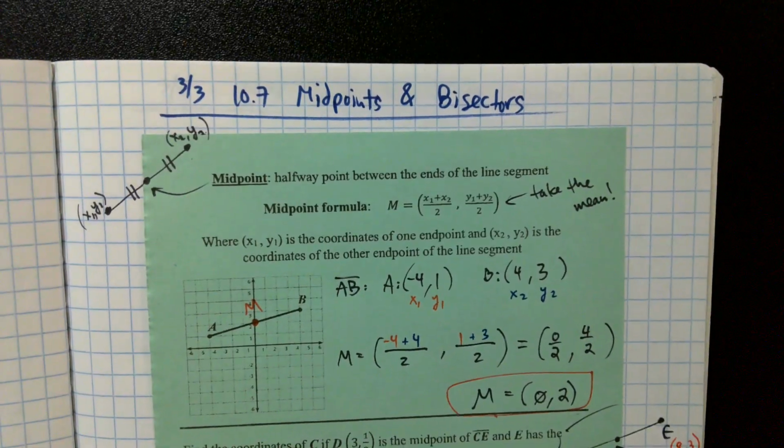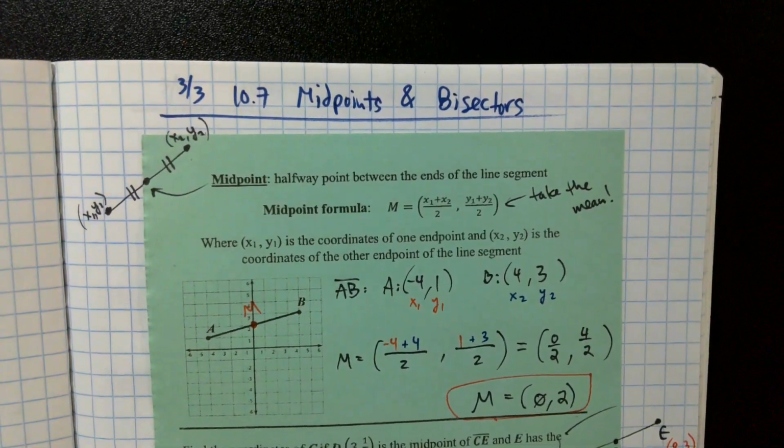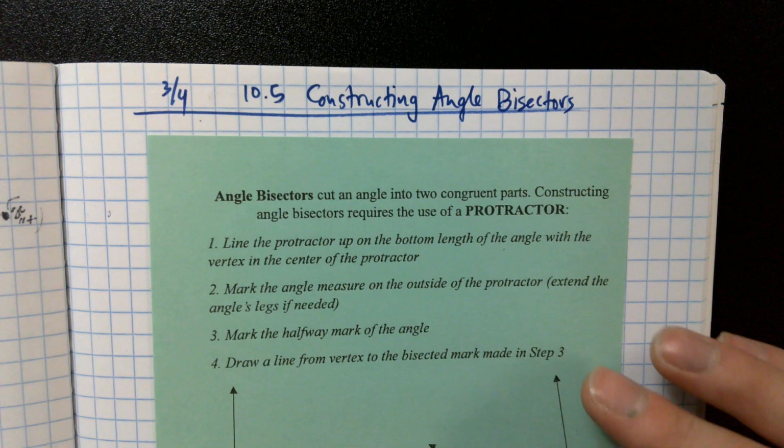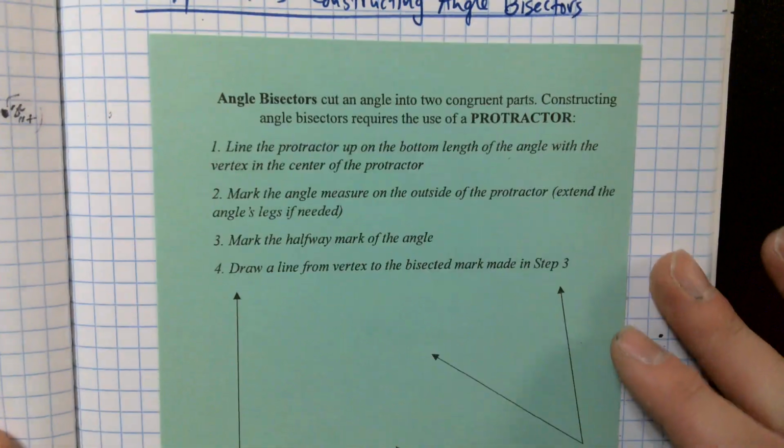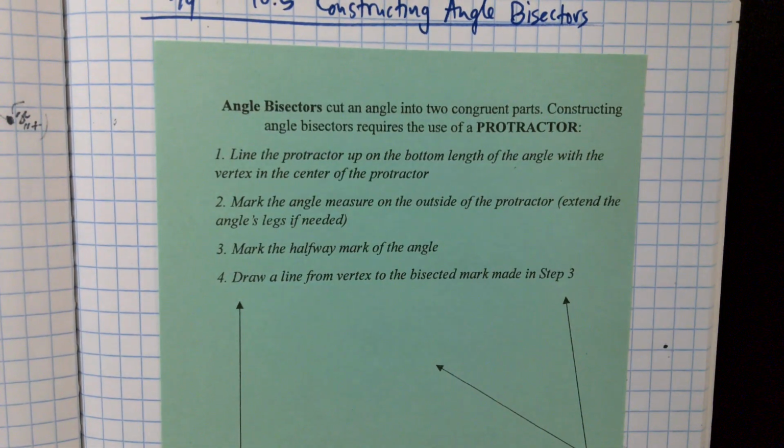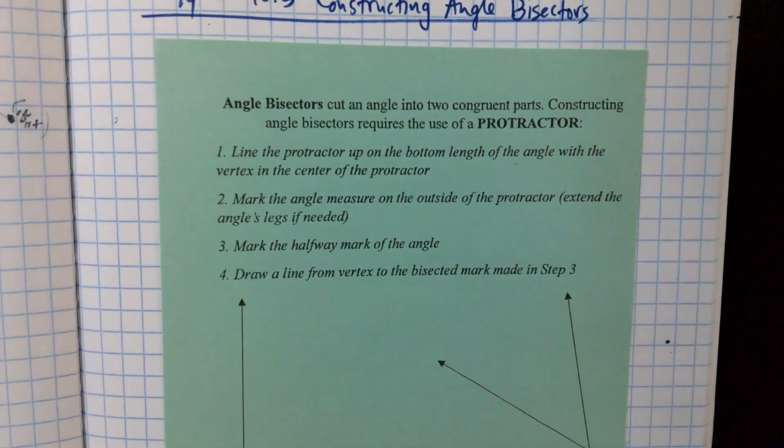Yeah, kind of. But we were just bisecting a line, so we were splitting a length. Today we're going to be splitting an angle measure. Okay, you guys have learned about angles before, right? Yeah? If I have an angle that looks like this, what type of angle is that?